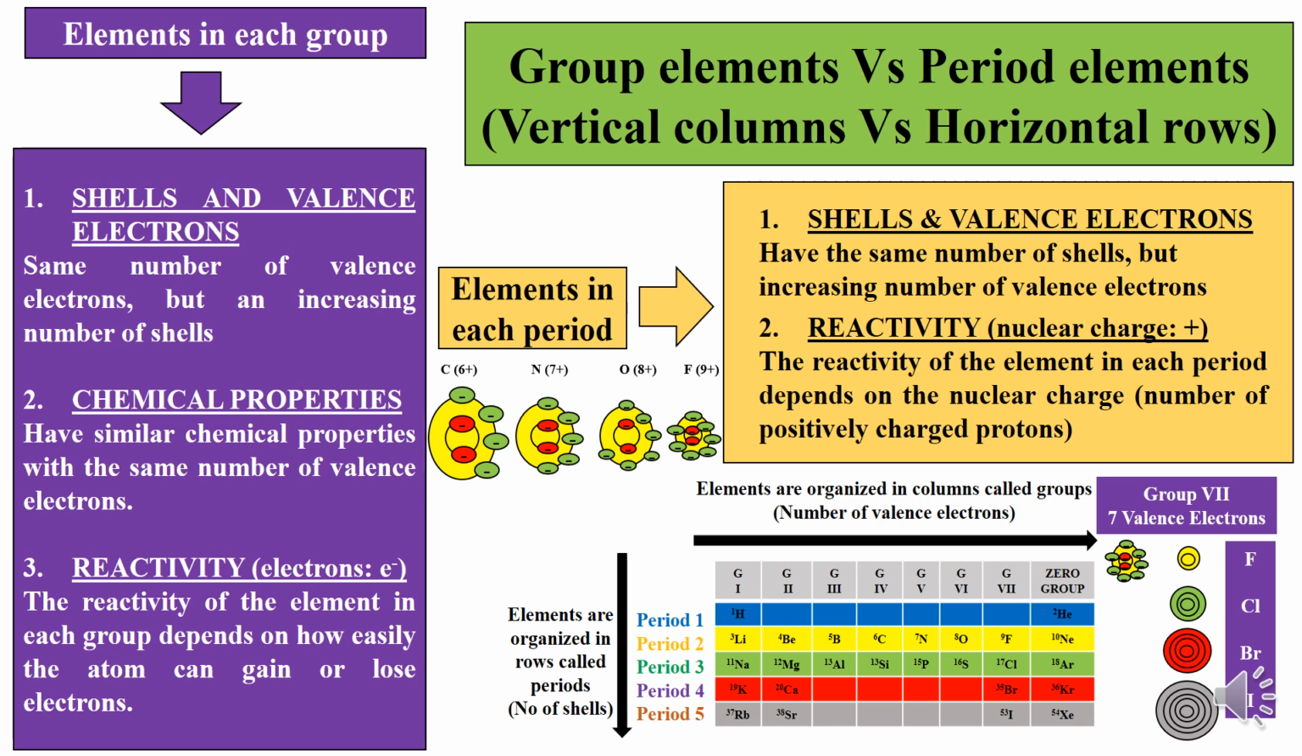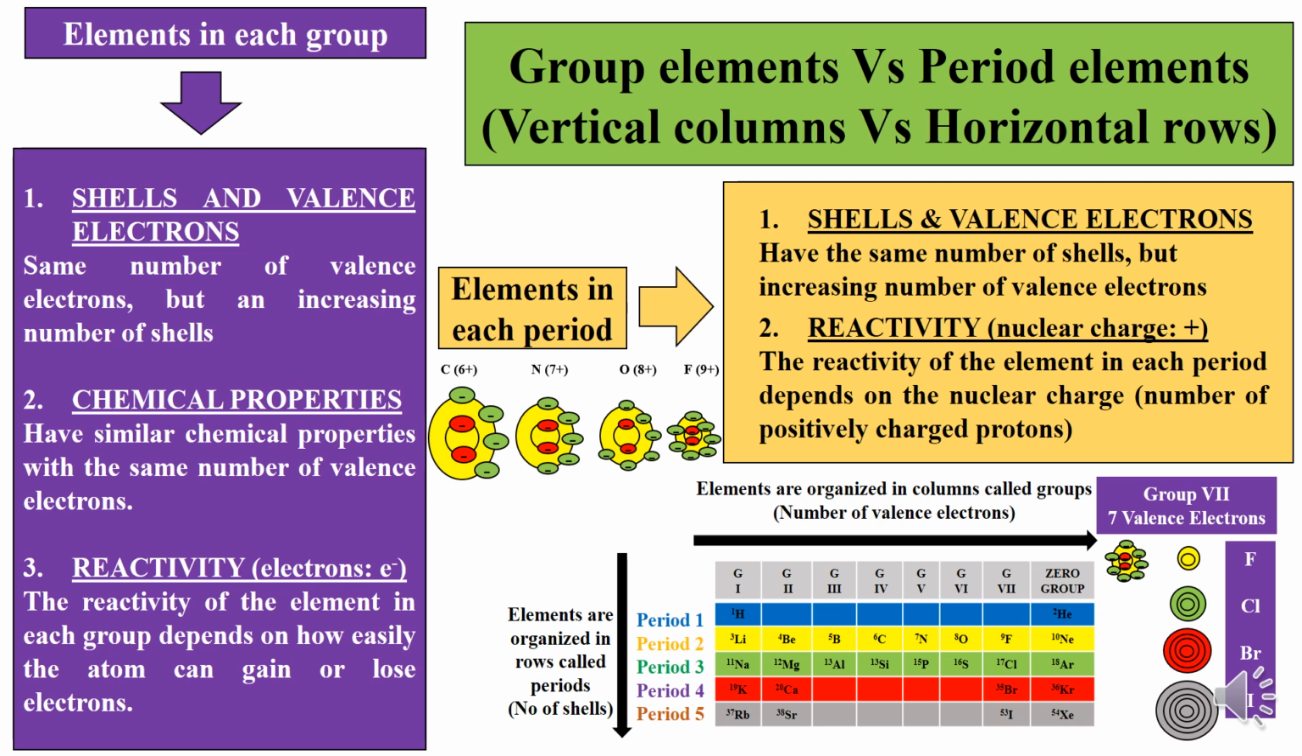Now the reactivity of element in each period depends on the number of positively charged protons present in the nucleus. So carbon has 6 protons in the nucleus, nitrogen has 7 protons, oxygen has 8 protons, while fluorine has 9 protons. So as the number of nuclear protons increases as you move from left to right in the periodic table, the electrostatic force of attraction between the increasing number of nuclear protons that are positively charged and the outermost negatively charged valence electron increases. And this leads to the shrinking of the atomic size.